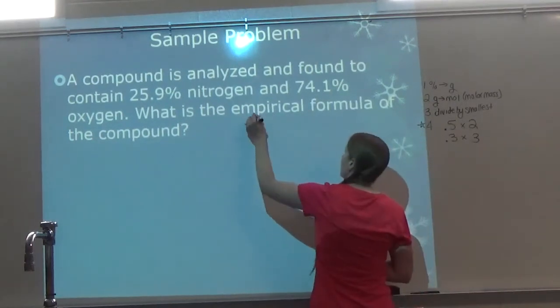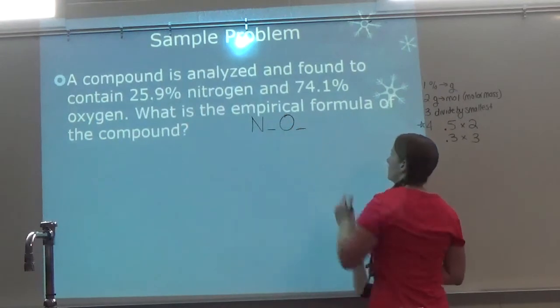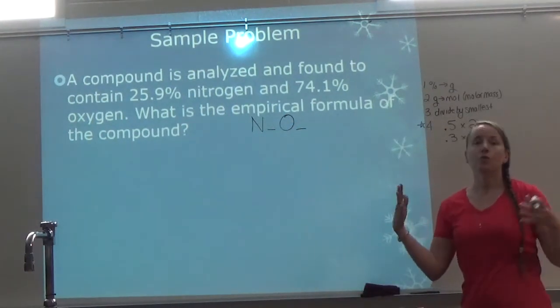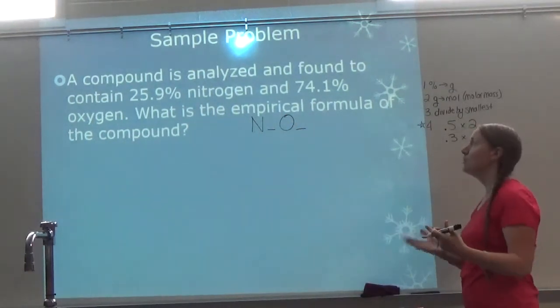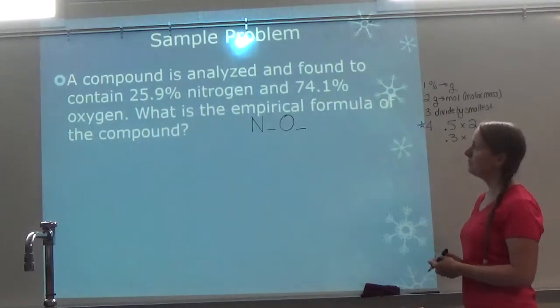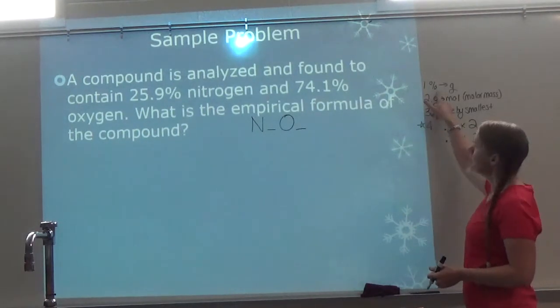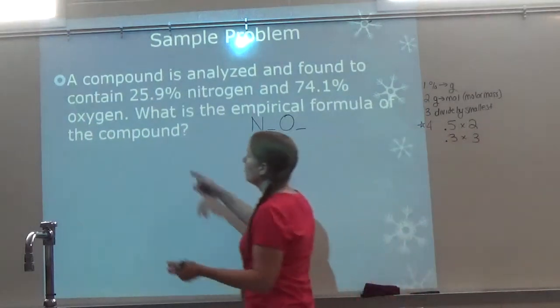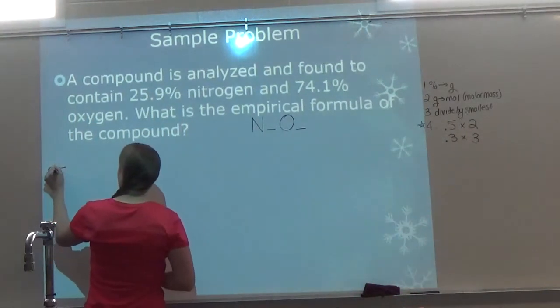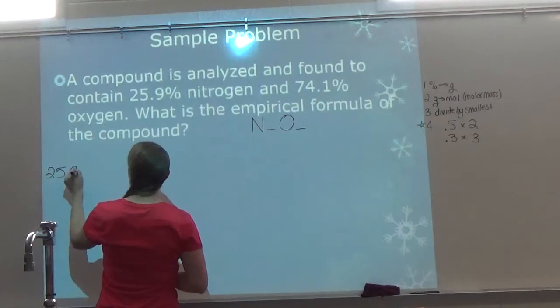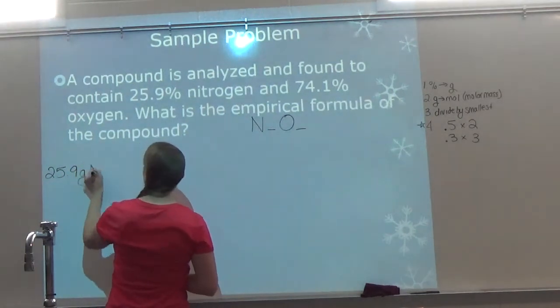So we know that we have N something, O something. All right, so is it like NO3? Is it N2O7? What is the empirical formula? So, first step is percent to grams. So remember, all you do is take the percentage and change it to grams because we are assuming that we have 100 grams of our substance.